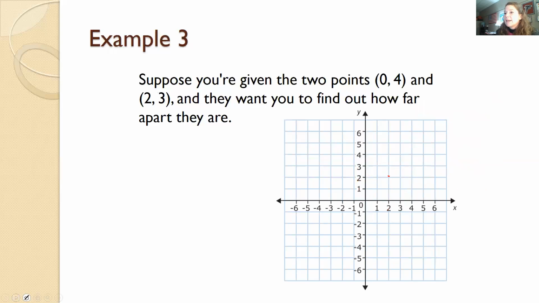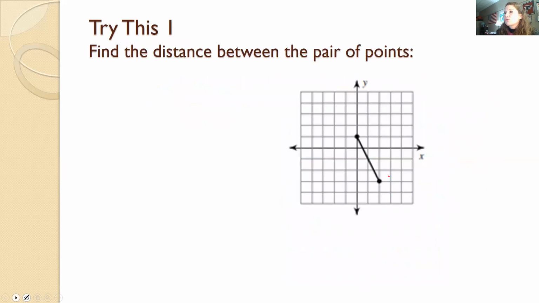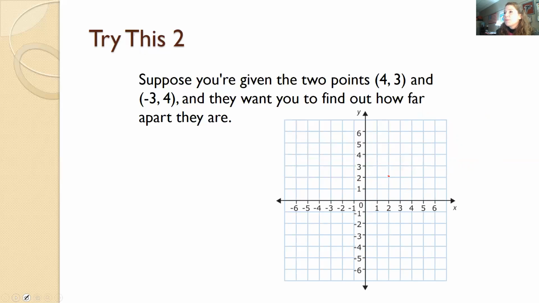All right, maybe one more. What else we got? How about this one? Let's do this one. All right, so we're given 2 points. So we have 4, 3. So we're going to go from the origin right 4, up 3. And then -3, 1, 2, 3, +4. Right there. Oops, I got it wrong. It's -3, +4. And then, oh my goodness.